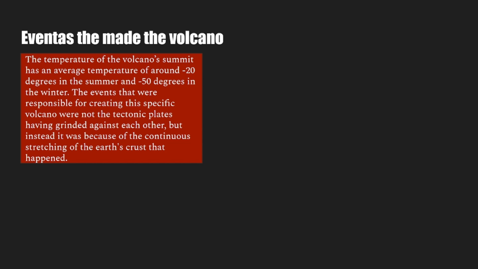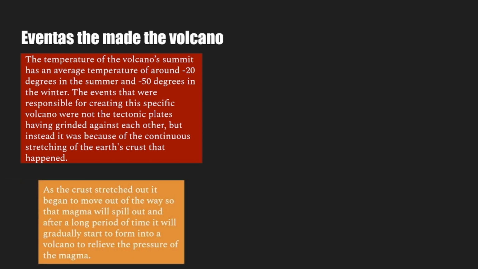The events that were responsible for creating the specific volcano were not the tectonic plates grinding against each other, but instead it was because of the continuous stretching of the Earth's crust. As the crust stretched out, it began to move out of the way so that magma would spill out, and after a long period of time it gradually started to form into a volcano to relieve the pressure from the magma.